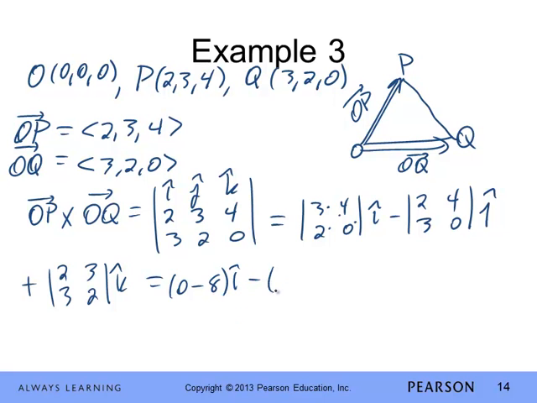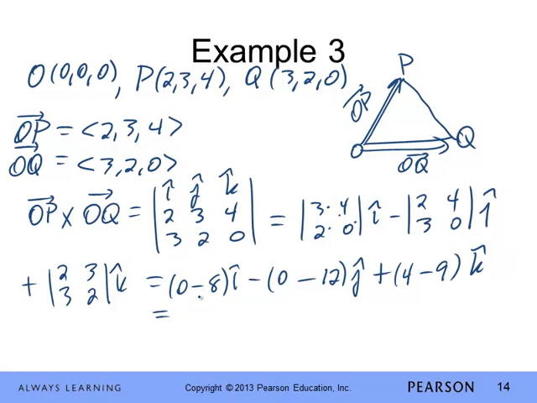And then minus the determinant for the J hat piece, 2 times 0, which is 0, minus 3 times 4, which is 12. J hat. And then plus for the K hat piece, we've got 2 times 2 is 4, minus 3 times 3 is 9.